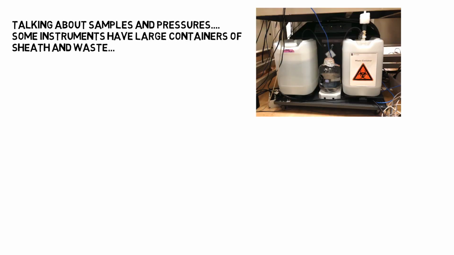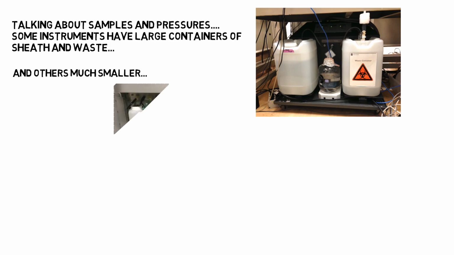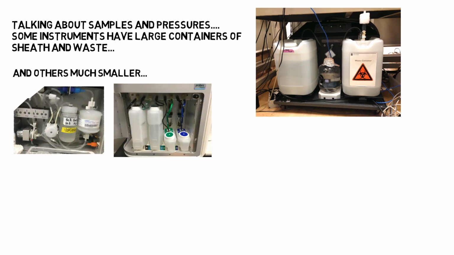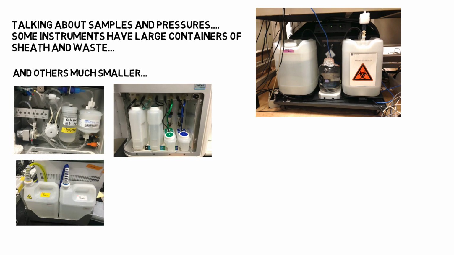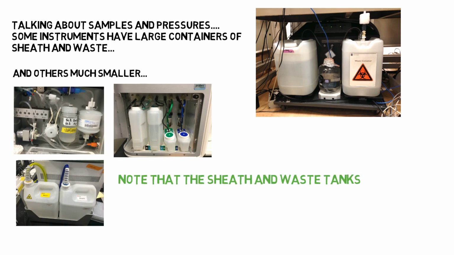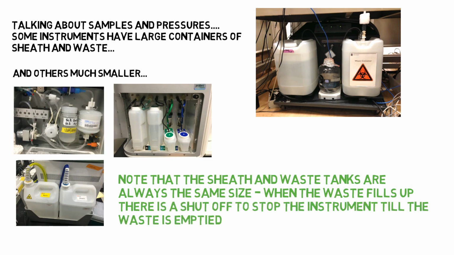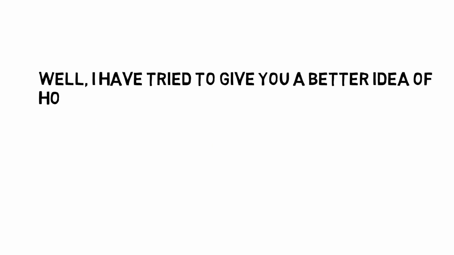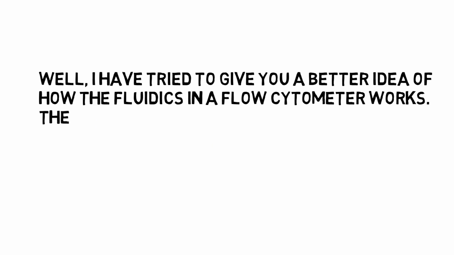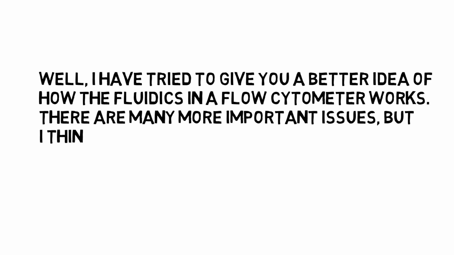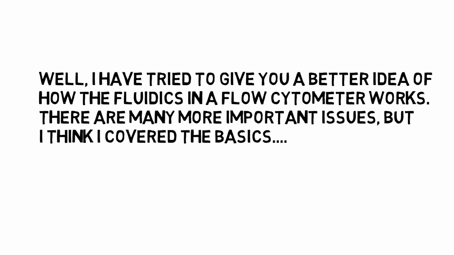Talking about samples and pressure, some instruments have large containers of sheath and waste, so they might operate continuously for a very long time. Others are much smaller. It's important to remember that the sheath and waste tanks are always the same size. When the waste fills up, there's a shut-off to stop the instrument till the waste is emptied and the sheath tank is refilled. Well, I've tried to give you a better idea of how fluidics in flow cytometry works. There are many more important issues, but I think we covered the basics.